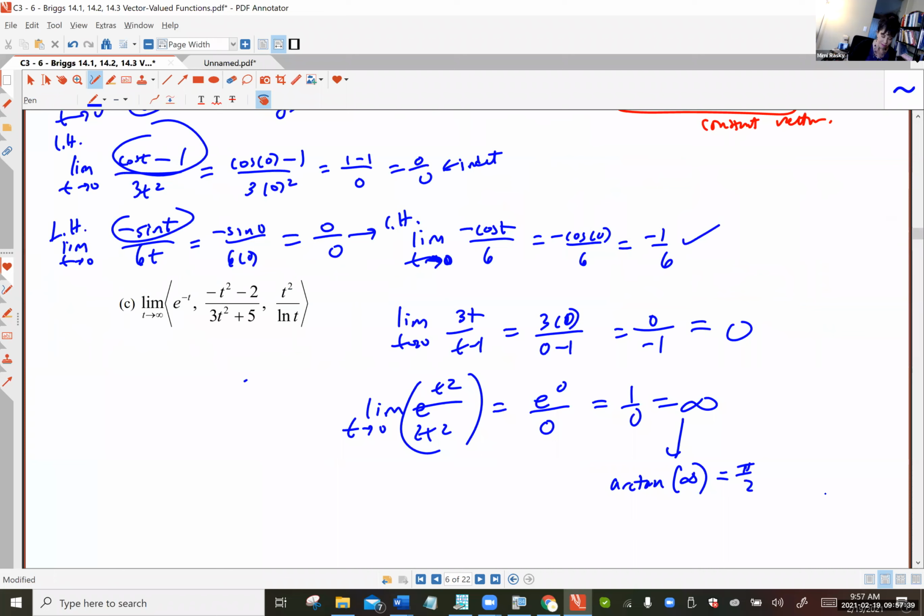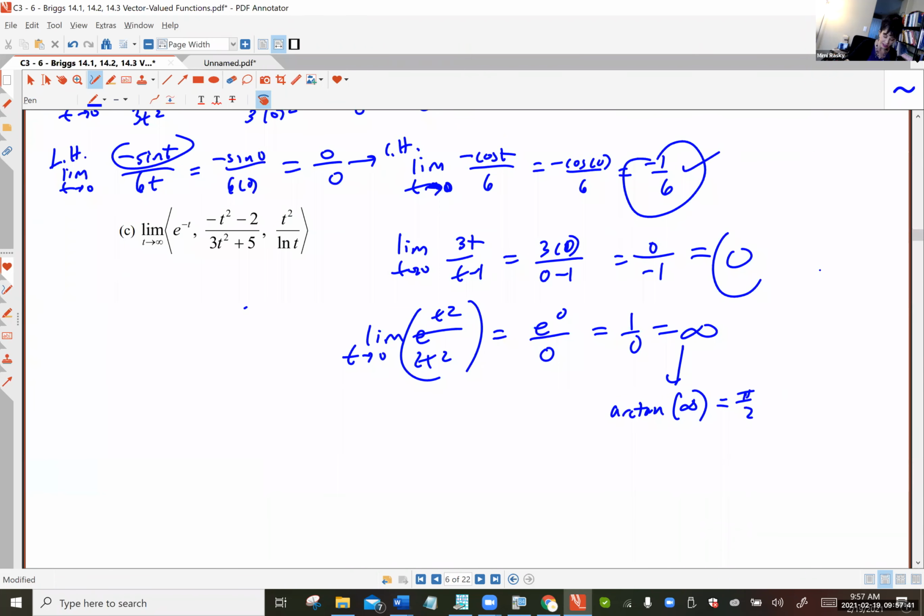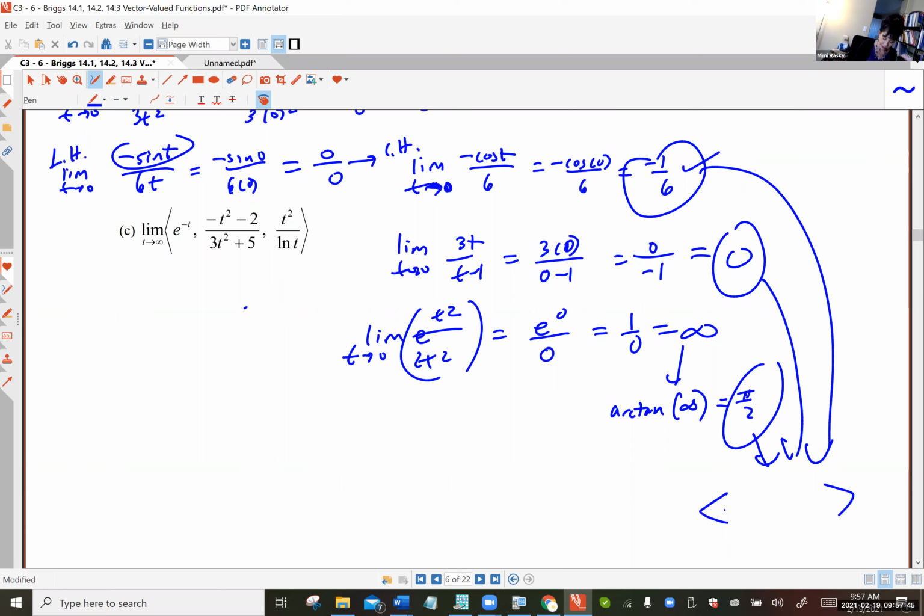Fabulous. Then what? Take these three answers and shove them into a vector, because your final answer has to be a vector. I better not see pure numbers just sitting there. If I don't see your final answer as a vector, I'm going to have a conversation with you. Okay. And so the final answer for that guy is that limit, that vector. Okay.